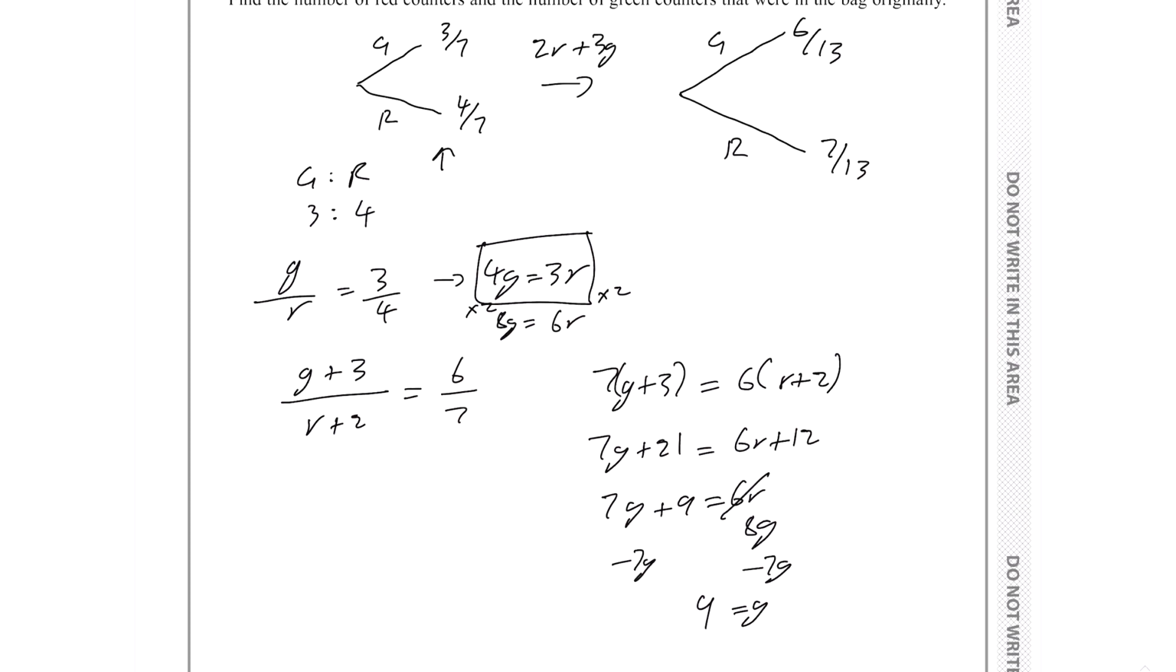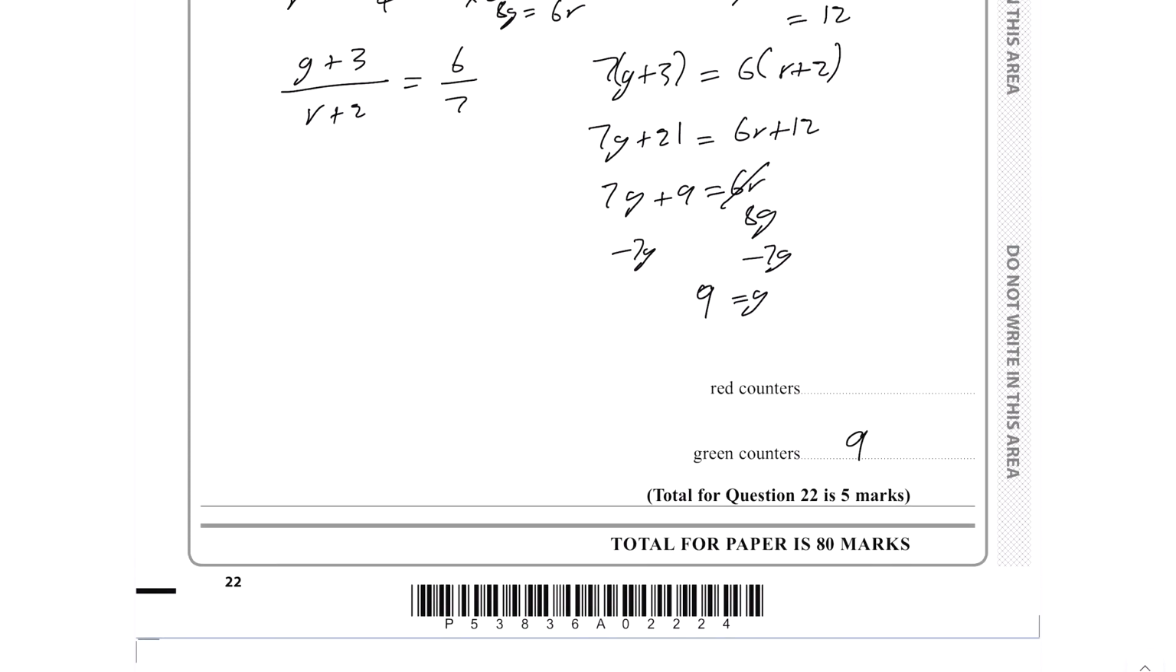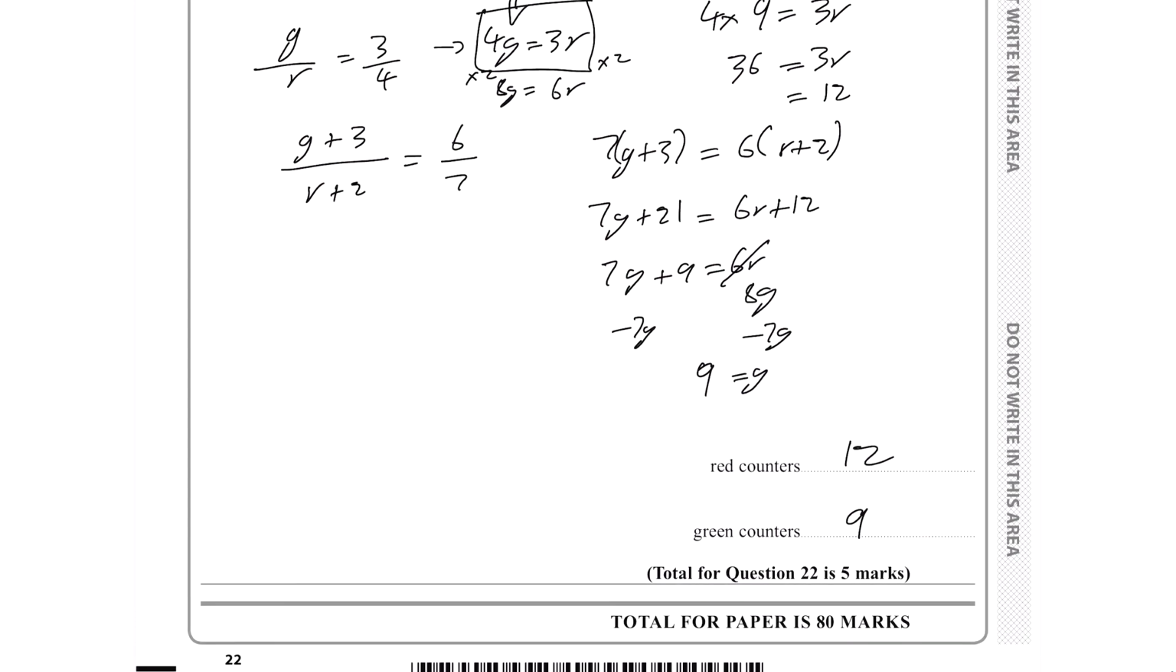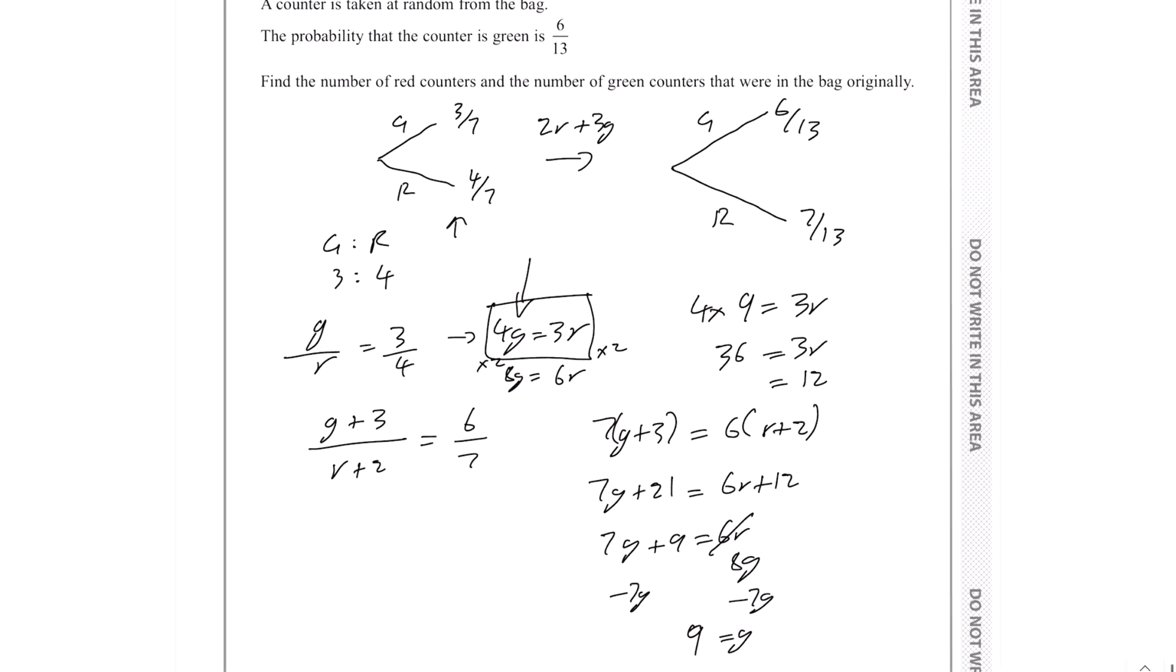And then if I come back up, and now I know how many green counters there are, I can sub that into there. So that then becomes 4 times 9 is equal to 3R, which is 36 is equal to 3R. Divide each side by 3, and that gives me 12. So red is 12. So the last question was a little bit tricky, but I hope you found that video useful, and I'll catch you in the next one.